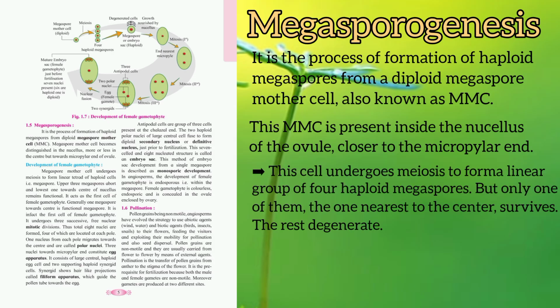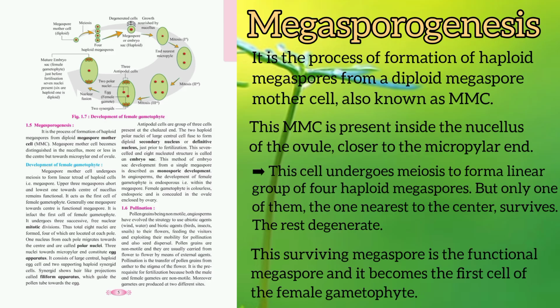This cell undergoes meiosis to form a linear group of 4 haploid megaspores. But only one of them, the one nearest to the center, survives. The rest degenerate. This surviving megaspore is the functional megaspore and it becomes the first cell of the female gametophyte.